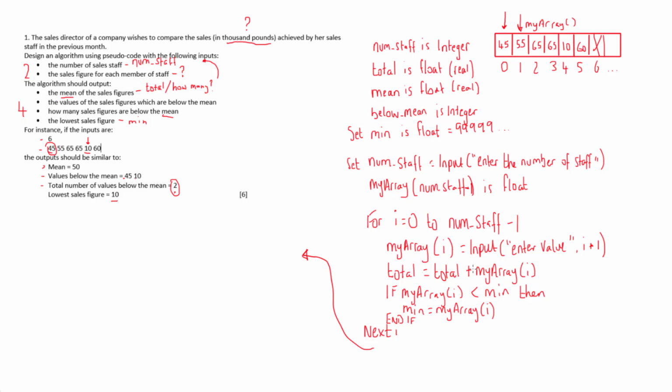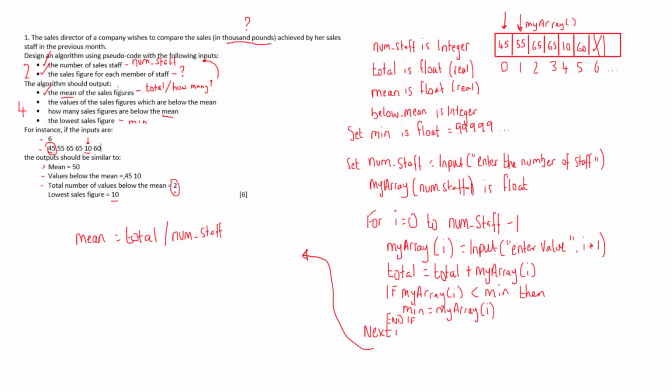I've managed to work out the total. I've managed to work out the minimum value. So I've done that one, done the inputs there. I've done the sales figures for each member of staff. I've not quite worked out the mean, but I can do that now. So let's do it here. So the mean is the total amount that I've added up, all the totals, divided by the number of sales staff. There we go. So that's that one.